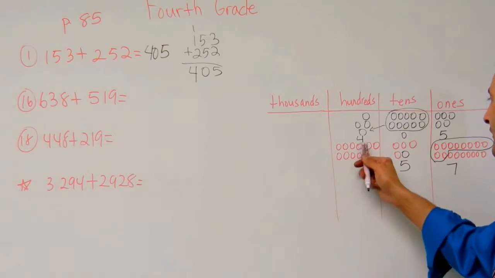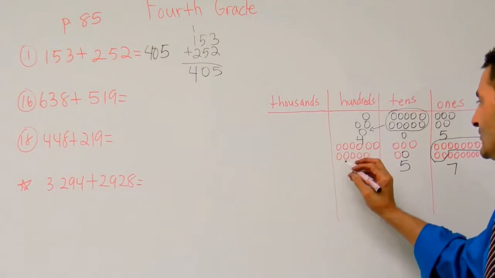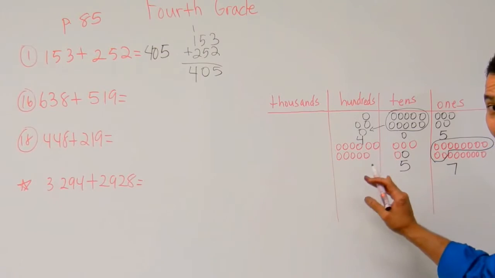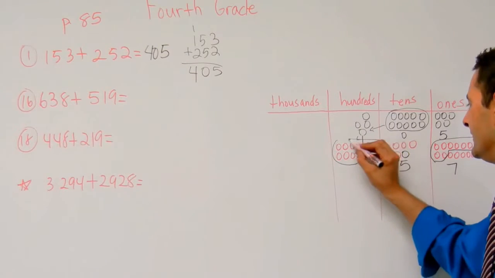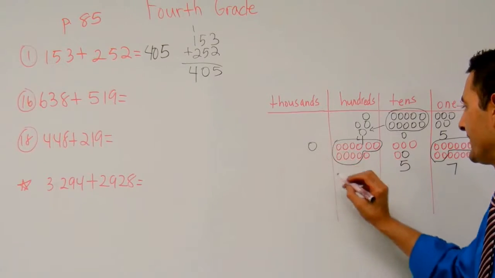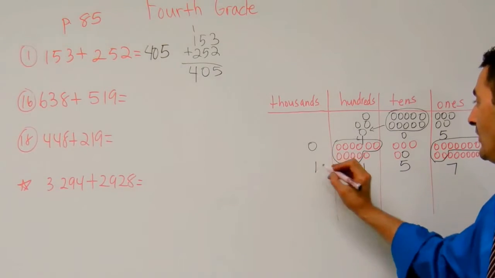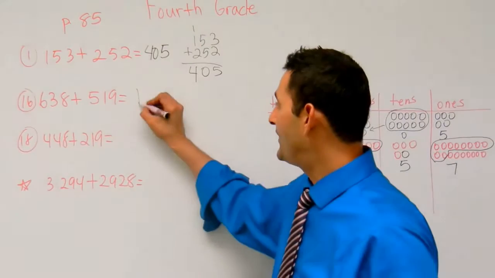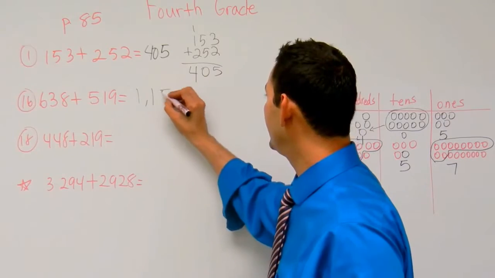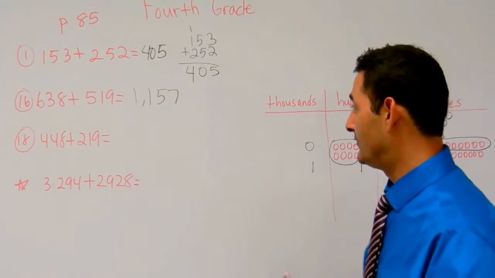1, 2, 3, 4, 5, 6, 7, 8, 9, 10, 11. So I remember, I can't have more than 10 in one spot. So I'm going to move these 10 over here. And now I've got 1 left over. And then this number is going to be 1. So the answer to number 16 is going to be 1,157. So now let's do it in the standard algorithm, okay?